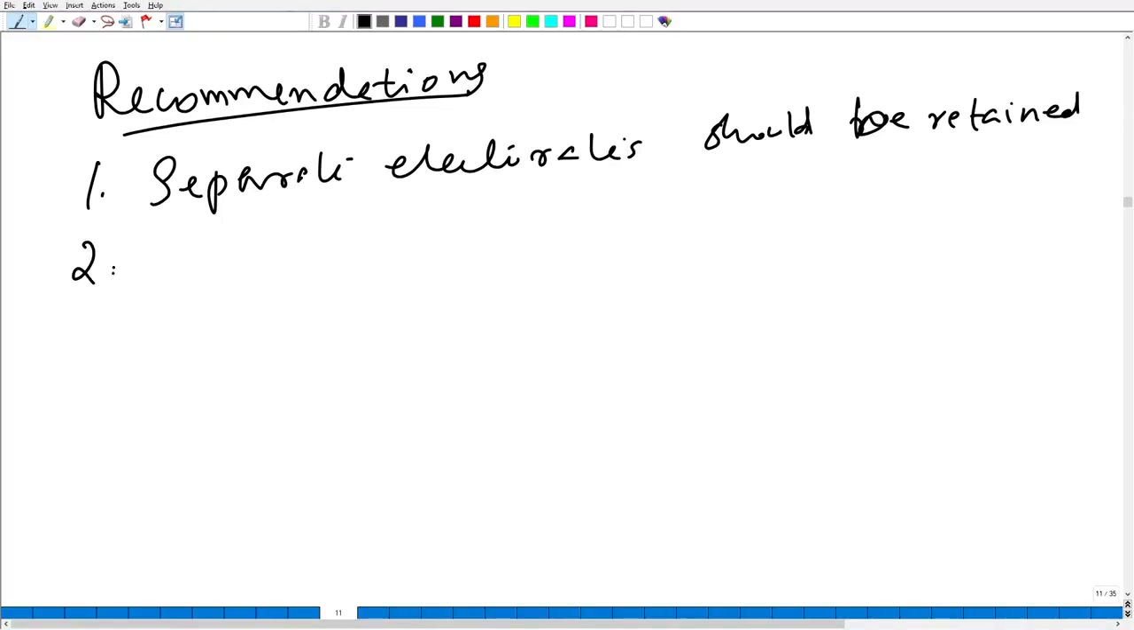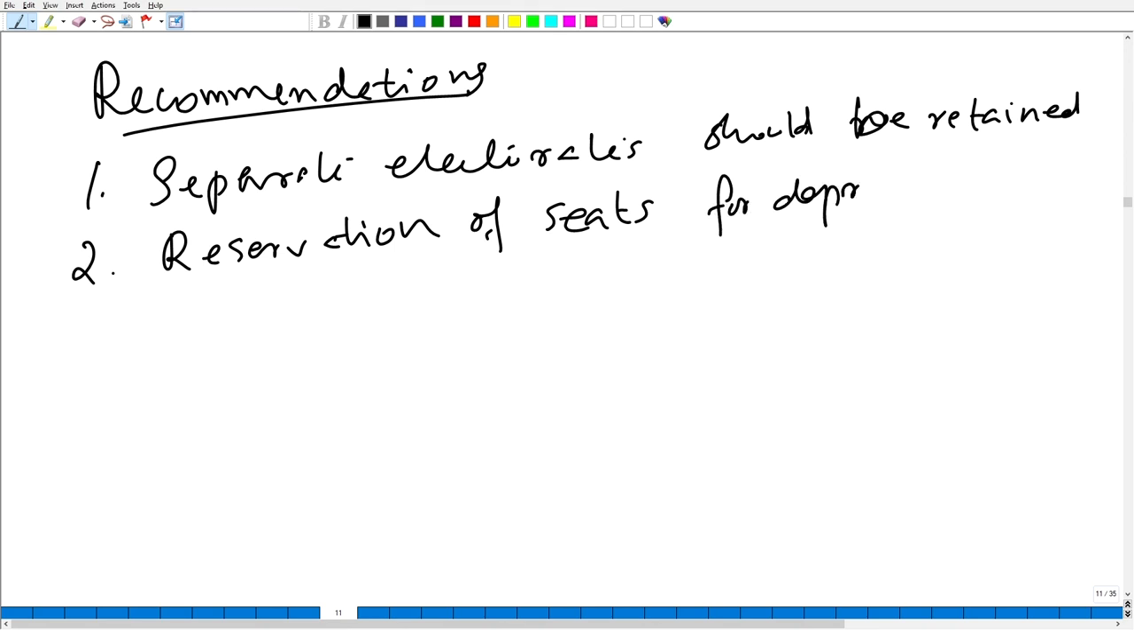Second, reservation of seats for depressed classes. It was for the first time reservation recommendation was made for marginalized and depressed sections of the Indian society.